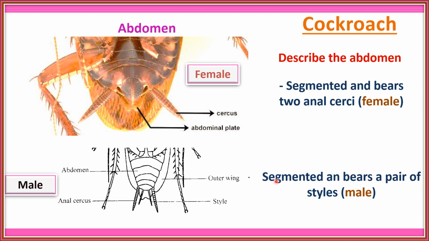The male is segmented and bears a pair of styles. When you look at the male, you will see that it has the styles. At the same time, it has the anal cerci, but it has no abdominal plate. But when you look at the female, it has the abdominal plate, which you are seeing here. It has the cerci, but it does not have the style. So that's how we can differentiate the male from the female. The male has the styles, the female has the abdominal plate.